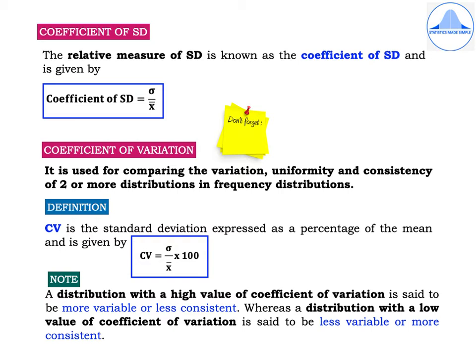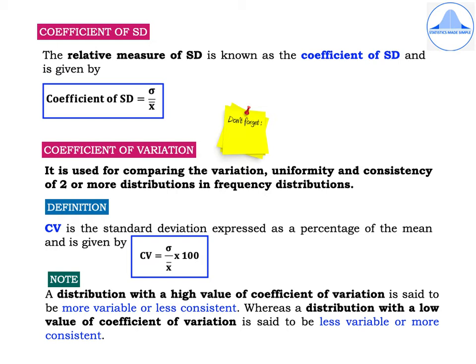The definition for coefficient of variation can be asked as a 2-marker, and problems based on coefficient of variation are 10 markers. So for what is coefficient of variation used? When we want to compare the variation or uniformity or consistency of two or more distributions, then we make use of coefficient of variation.